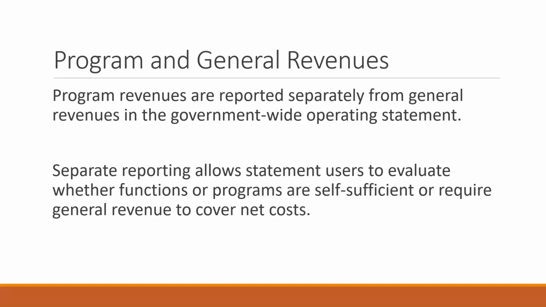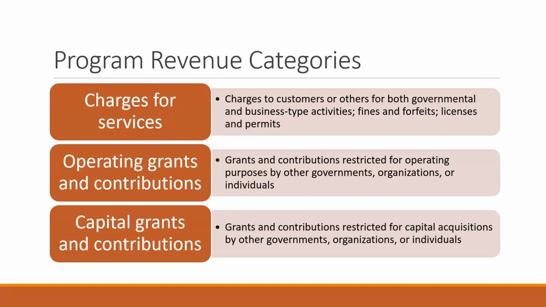Separate reporting allows us to look at whether these functions or programs are self-sufficient, whether they're being supported by general revenue of the general purpose government, whether they're using grants, bonds, etc., temporary funding to cover their functions. Okay. Different ways that we can generate program revenue.